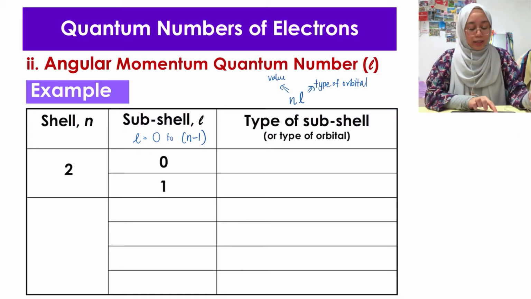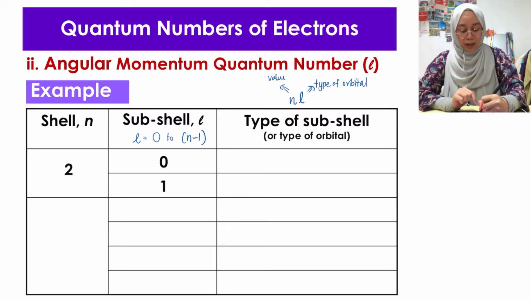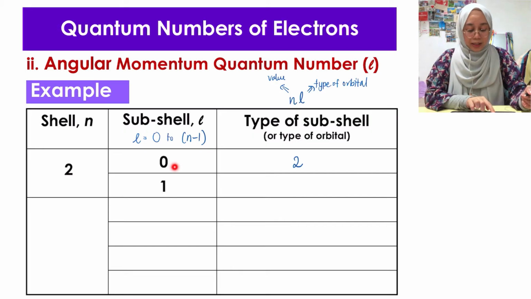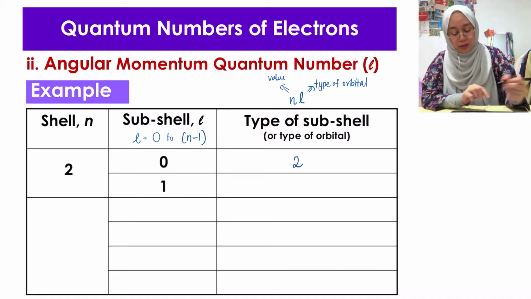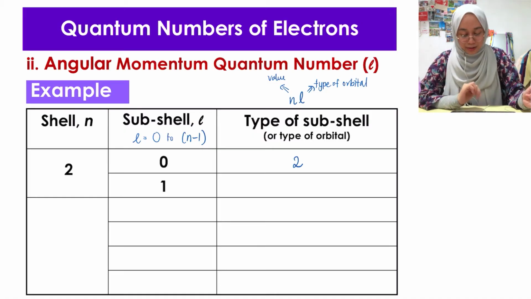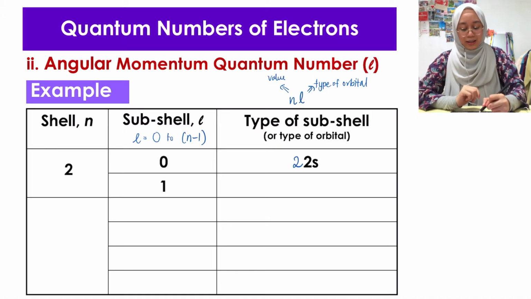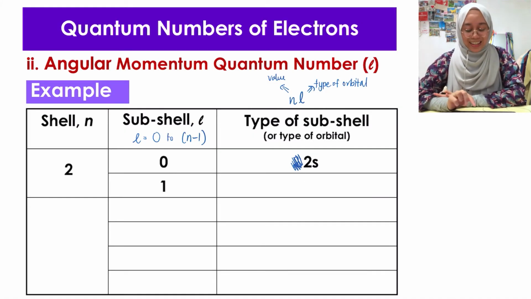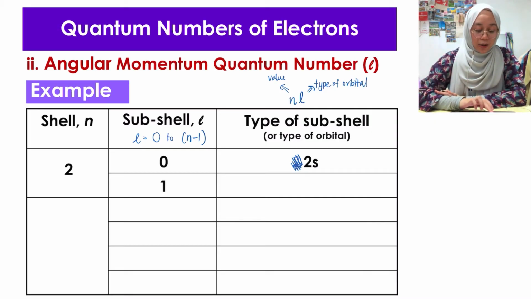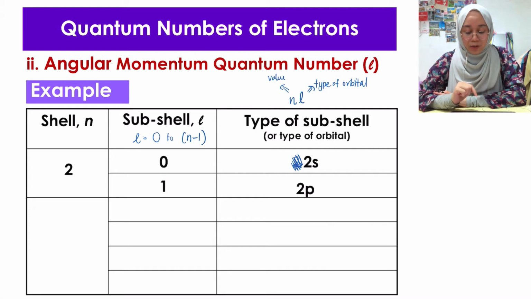Okay, so let's say n dia 2. Okay, 2 lah kita tulis kat sini. Okay, tapi dia punya subshell pula L value dia adalah 0. So kalau 0 tadi, which one? Shape dia S, P, D, F. So it will be S. So that's why kat sini dia akan jadi 2S. Okay, sekejap abaikan 2 tu. Okay, so dia akan jadi 2S. So kalau L equals to 1 pula, that will be P kan. So dia akan jadi 2P.